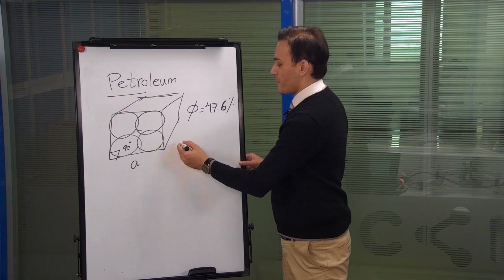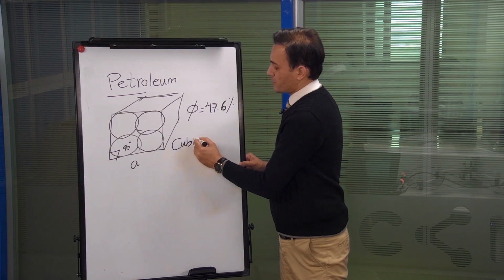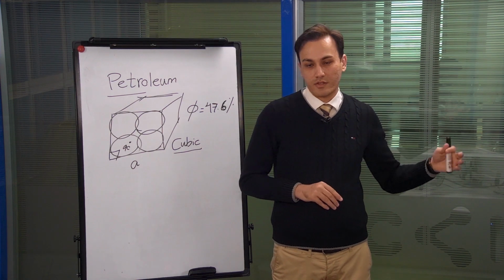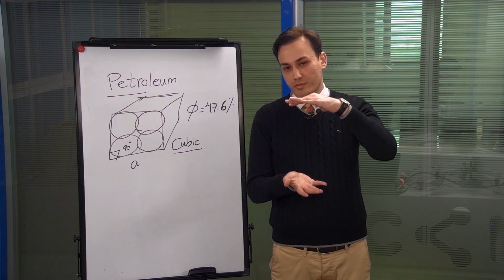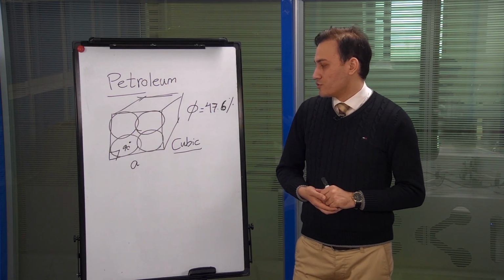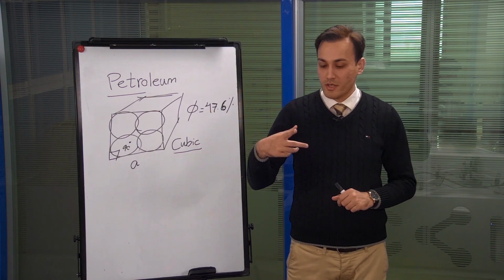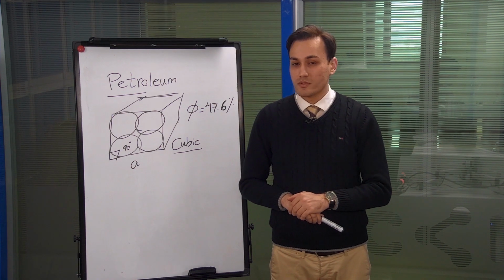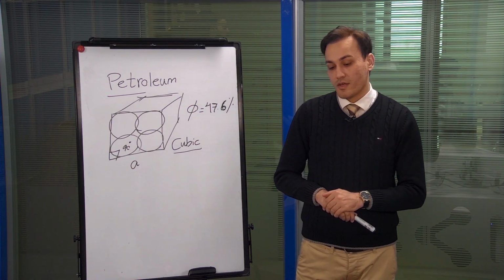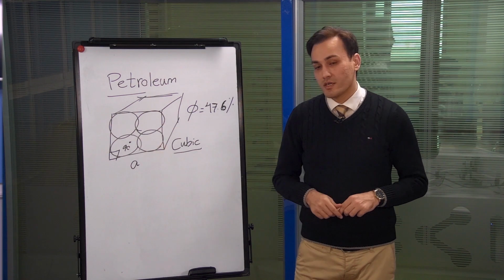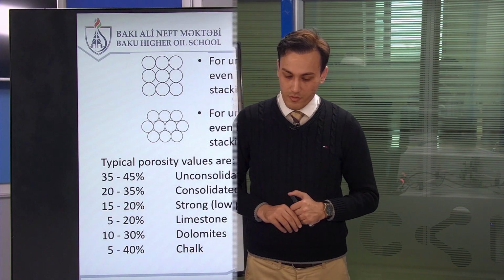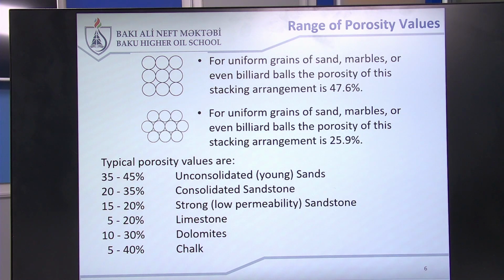So this is called a cubic packing, but we may have rhombohedral or orthorhombic or different types of packings, which compress this, ending up with lower values of the porosity. So the value of the porosity that you see as 25.9% is actually the value of the porosity when you have the rhombohedral packing. You can see the value of the porosity for different types of the rocks that we mentioned.